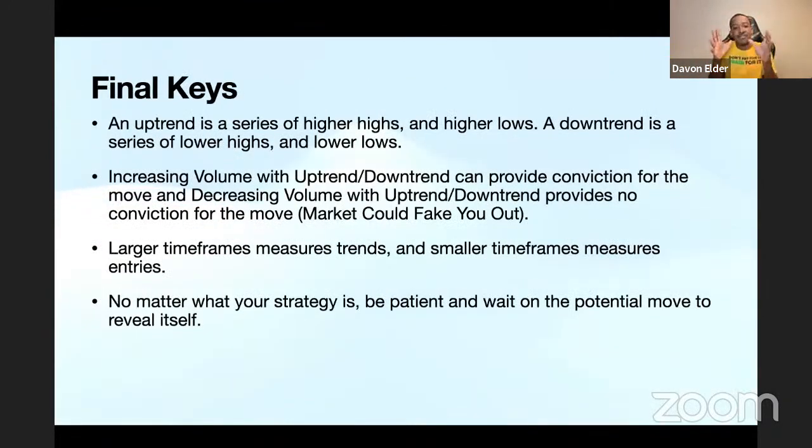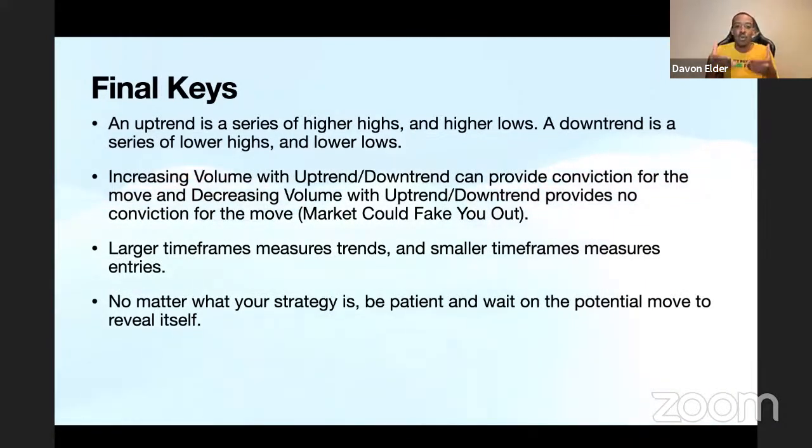Final keys. I told y'all this was going to be very simple. I told you that people try to make it more complicated than what it is. It's not that complicated. And these are your final keys. An uptrend is a series of higher highs and higher lows. A downtrend is a series of lower highs and lower lows. That's very fundamental. And so when you're looking at stocks, you want to measure that uptrend.